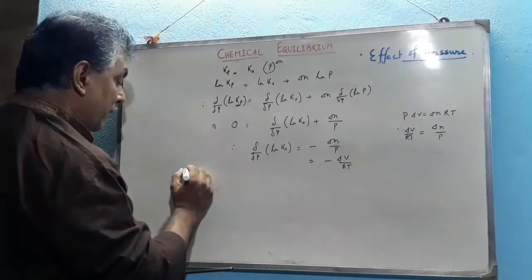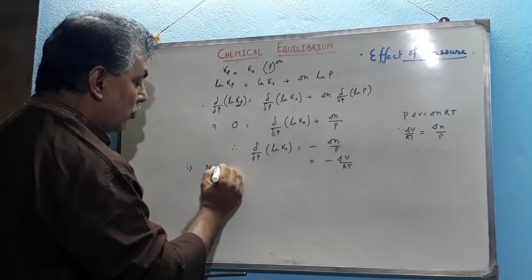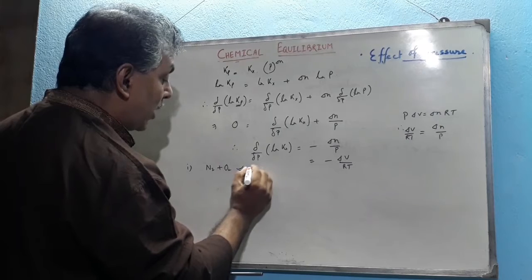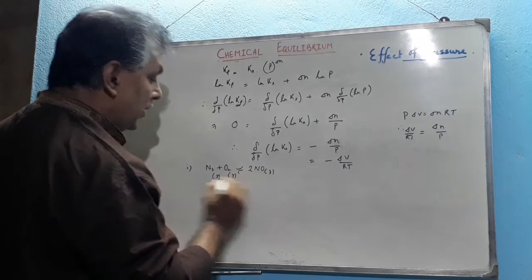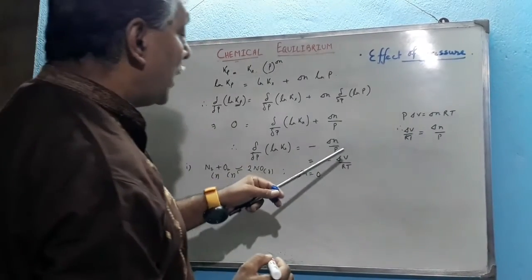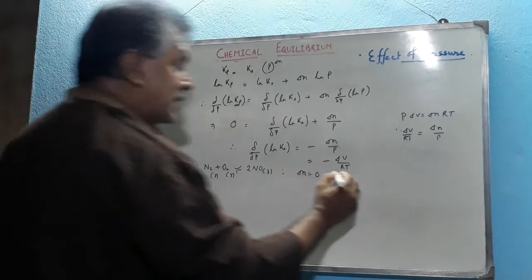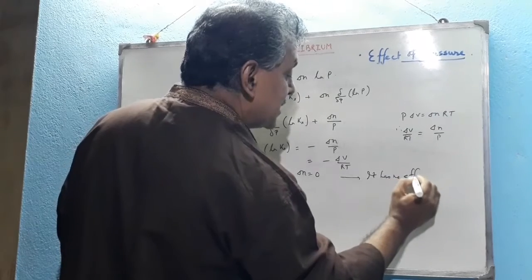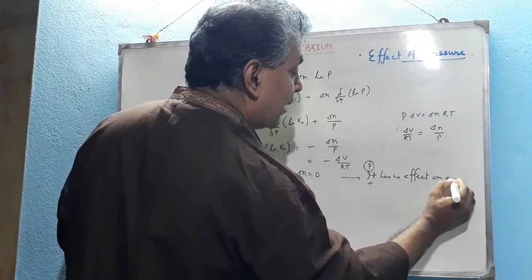Now, case number 1: suppose this is the case N2 plus O2, where both the reactants are in the gaseous state, as well as the product is also in the gaseous state. All these are in the gaseous states. Therefore, for this case Δn equal to 0. So whatever may be the pressure, the right hand side becomes 0 and ln Kx becomes constant. So it has no effect. That means the pressure has no effect on chemical equilibrium.